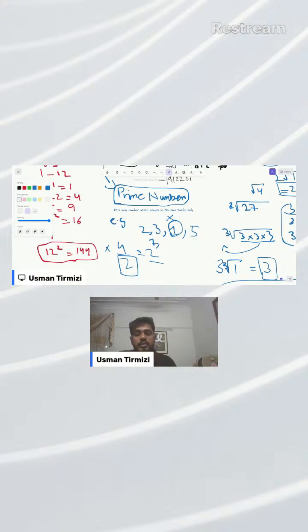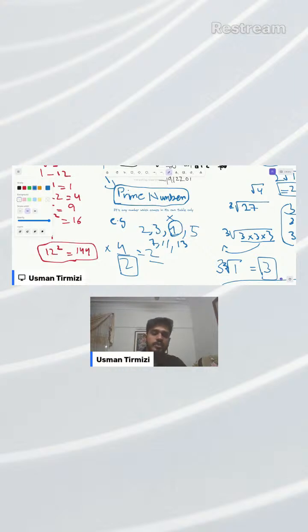But 11, let's talk about 11. Can 11 be divided by any other number but itself or 1? So we can see that 11 cannot be divided by any other number except for 1, right? Or itself. And then similarly 13, while 12 can be divided, there's a list of prime numbers.